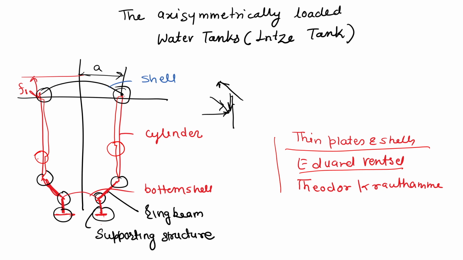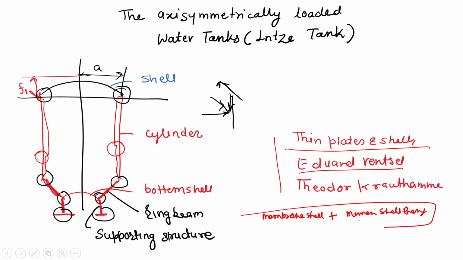So, for a complete structure, there are areas where membrane shell theory is applicable and areas where moment shell theory is applicable. So, it is a combination of those and then a design can be complete. If you do not consider the moment shell theory, your design is not reliable because at the joint it may have a large amount of stresses. We need to assess it.